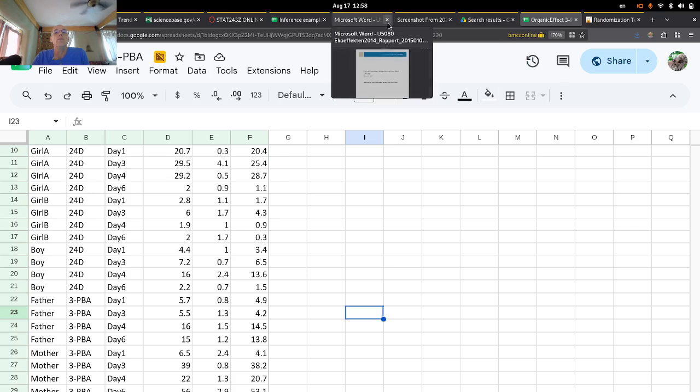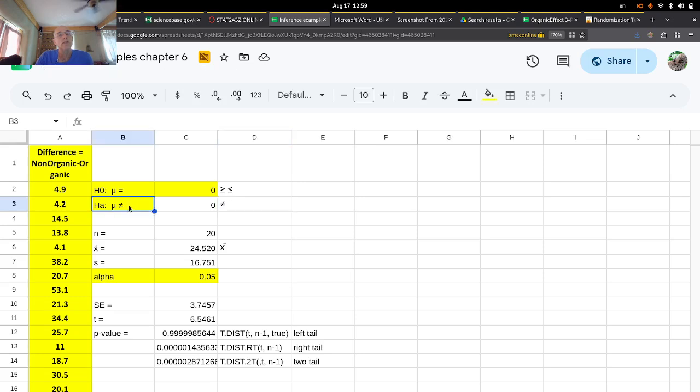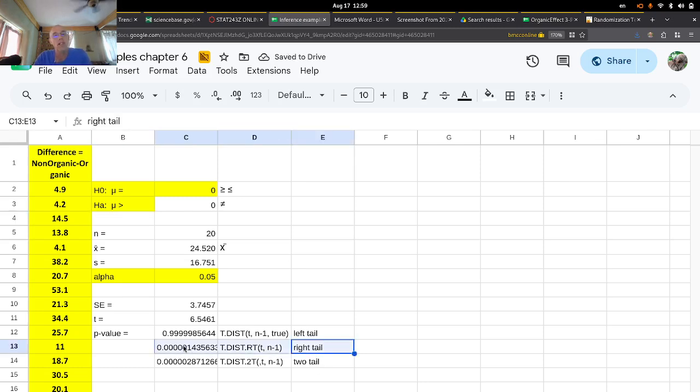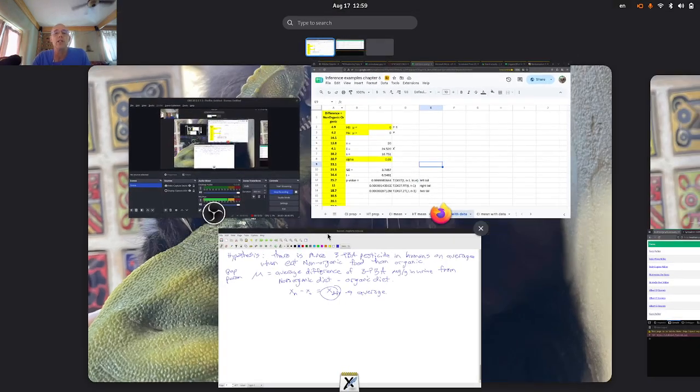All right, back to the spreadsheet. The spreadsheet gives me my standard error, and it gives me a p-value, and I am going for a right tail test, not a two-tail. So let's make that greater than 0. That means I'm going to choose the right tail down here. Whoa, that's a small p-value. 0.000001. How many zeros? 5 zeros and then a 1. Pretty small p-value. All right, let's make a sketch of what this looks like. What's my t-score? 6.5-ish.